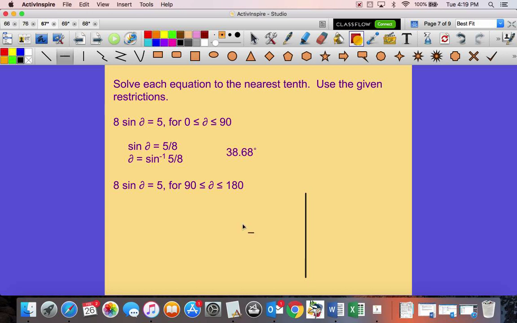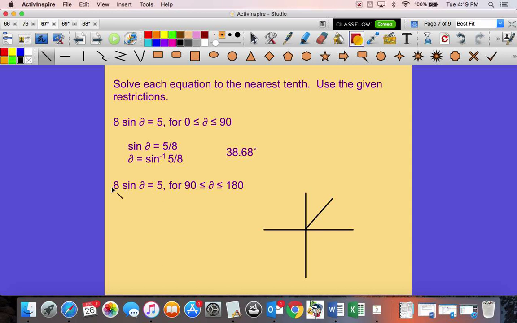All right, because we want the answer that's between 90 and 180. So if we were to graph this out, remember sine is opposite over hypotenuse. Our hypotenuse here would be 8. Our opposite side would be a positive 5. If we came up here and drew in this triangle, this opposite side would be 5, hypotenuse is 8. That'd be one of the answers. That's the one we already found.